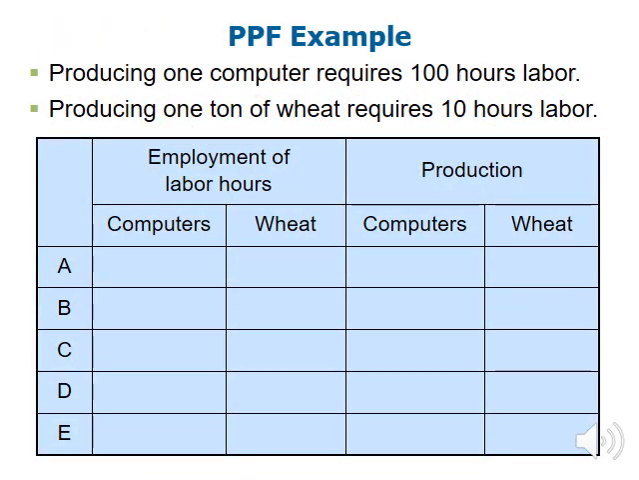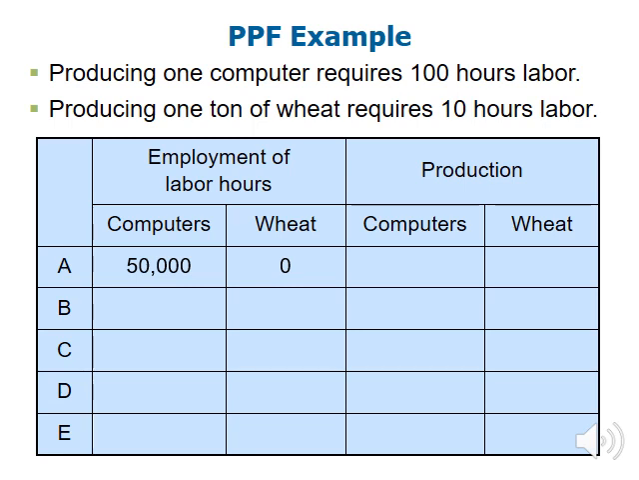The PPF example. Producing one computer will require 100 hours of labor. Producing 1 ton of wheat requires 10 hours of labor. Let's move to the table and look at the second column underneath employment of labor hours and move to computers.